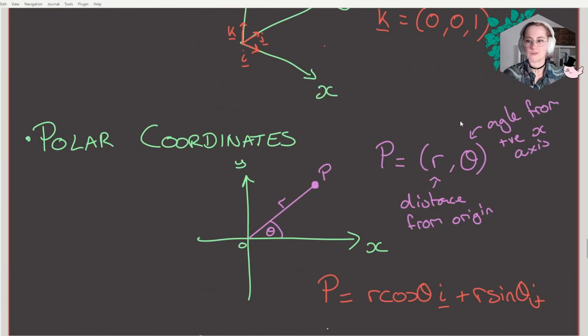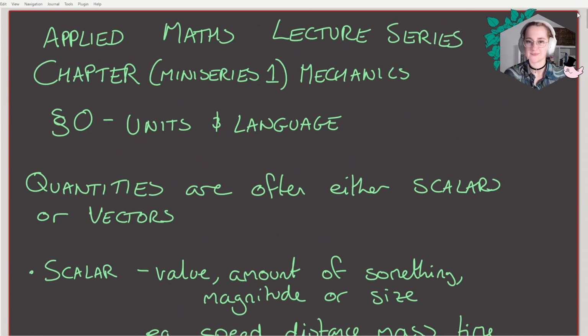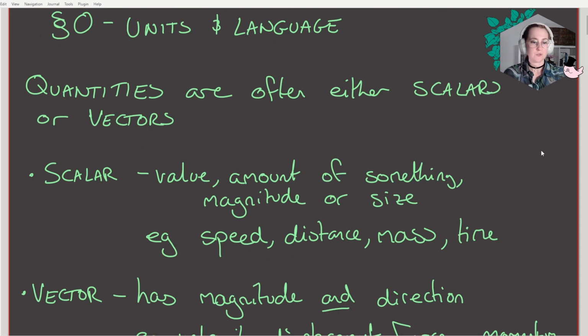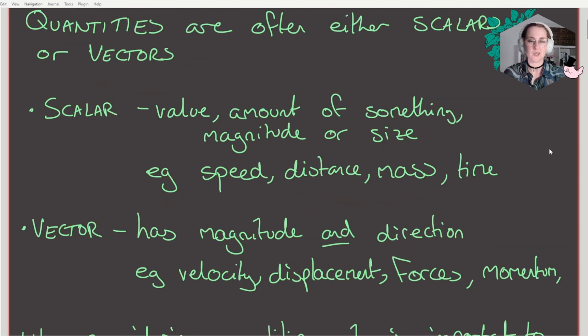As a cheeky little recap, what have we done today? We started the Applied Maths lecture series with the first of the mini-series in mechanics. Specifically today, we looked at the units, language, and quantities of mechanics, building up the basics of the next few streams in this series. We talked about scalars and vectors. Scalars are just values, sizes, magnitudes of stuff, whereas a vector has the magnitude and direction.